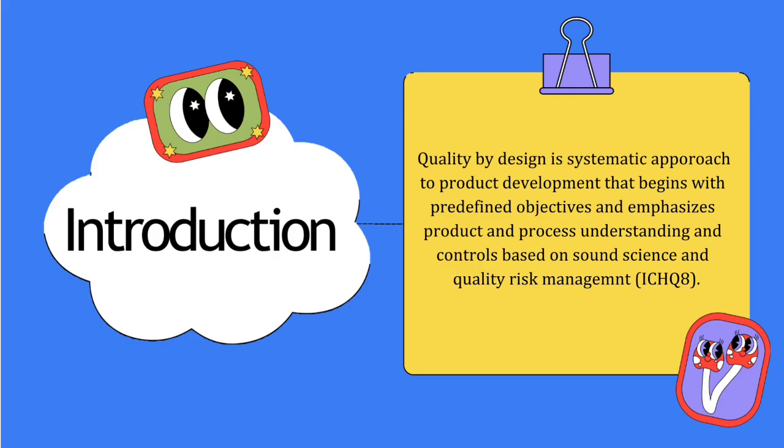Introduction. Quality by design is a systematic approach to product development that begins with predefined objectives and emphasizes product and process understanding and control, based on sound science and quality risk management.